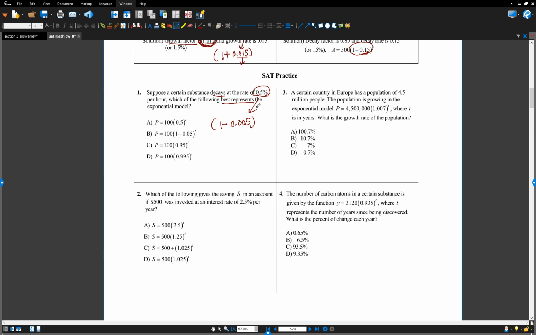We need this one. Where is this? This is not. This is 5%, not. This is also 1 minus 0.05, the 5%, same as this one. This one is 1 minus 0.005. That is about 0.5% decrease. Choice D is the answer. Any questions about this?